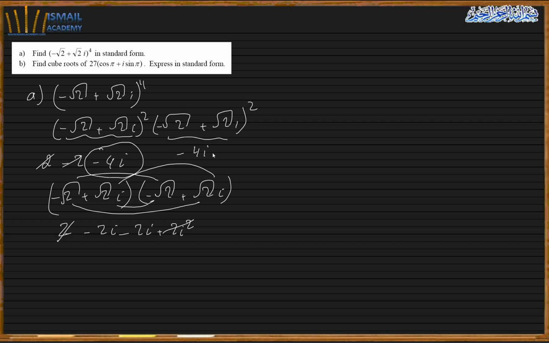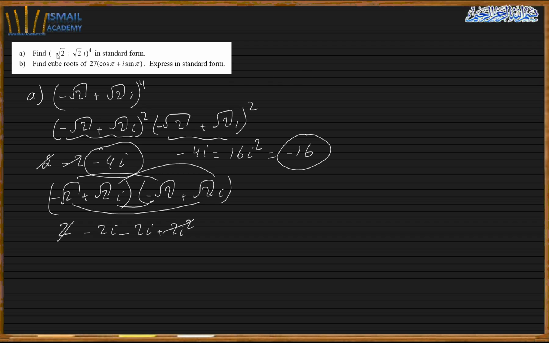So at the end you end up having what? 16i squared, which is minus 16. So this will be your answer. The short way is you change this one to exponential notation. I don't know if you're going to learn this or not, but let me show it to you.